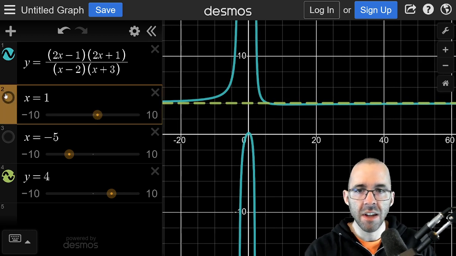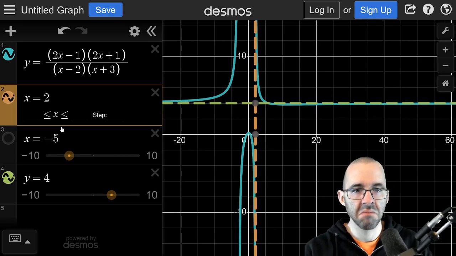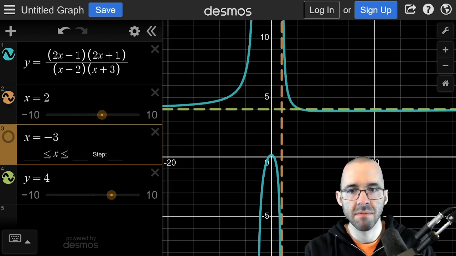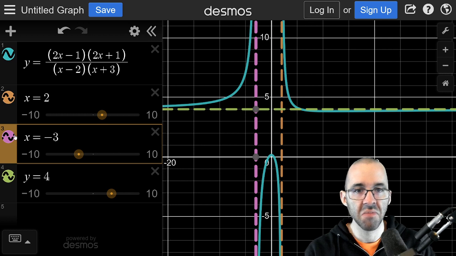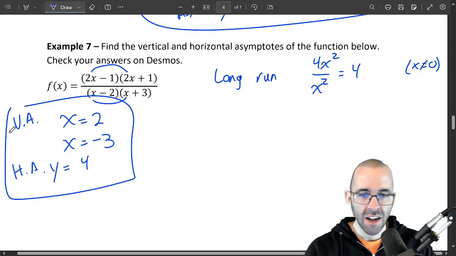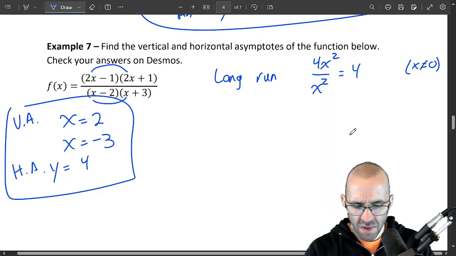And do we have a vertical asymptote at x equals 2? Yep, looks like it. What about at x equals negative 3? Yep, looks like it. There we go. We got everything we needed. That's the end of the problem.